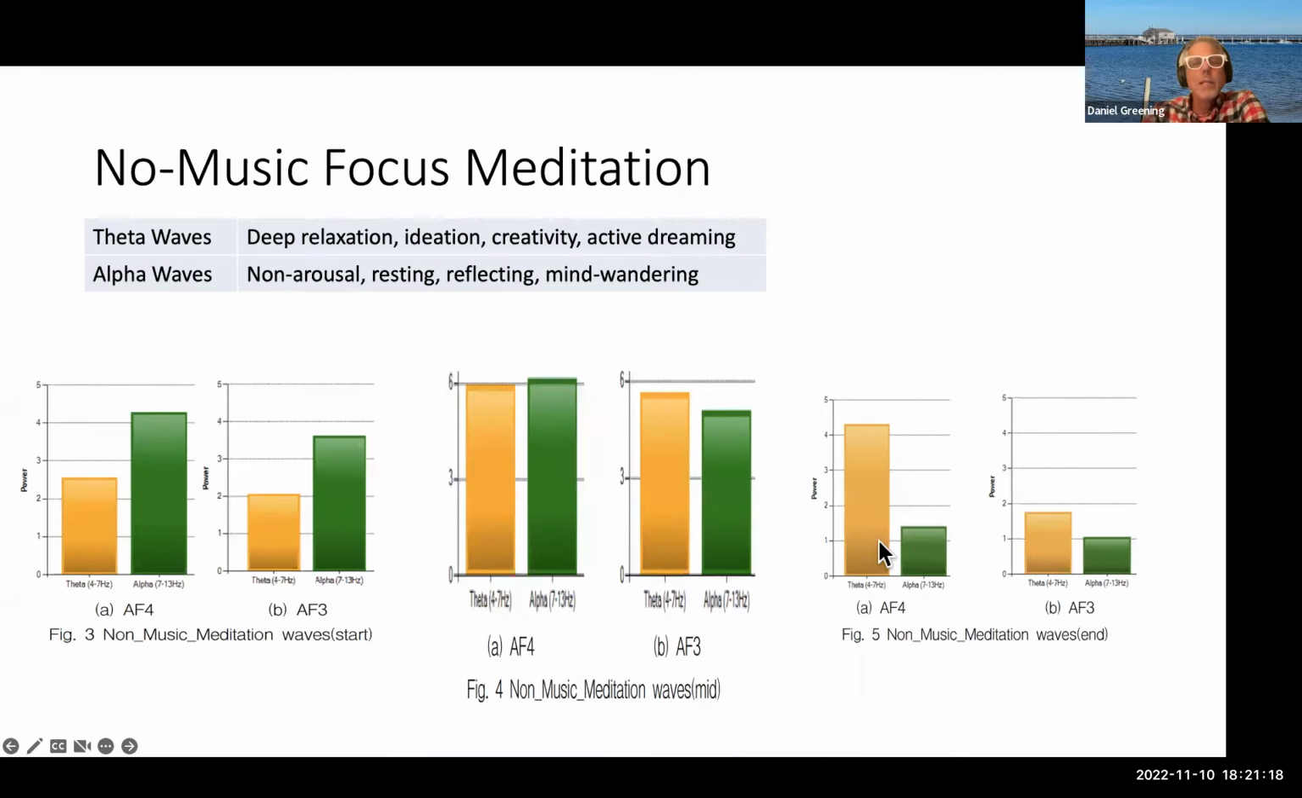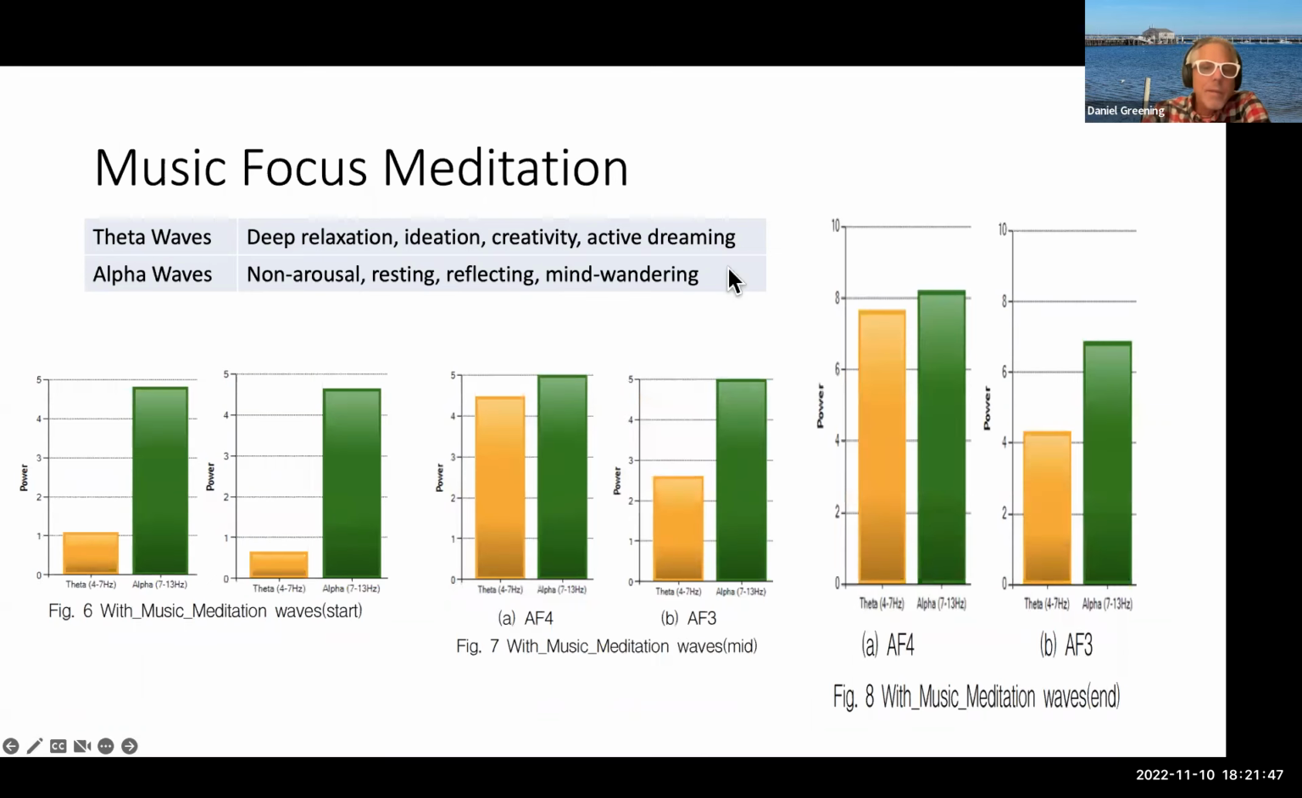At the end of the meditation, this is with no music, I should say. I think I might have confused people by saying it was with music. But with no music, theta wave production starts low, gets equivalent to alpha, and by the end of the meditation, we have a much higher proportional set of theta wave production than alpha wave production.